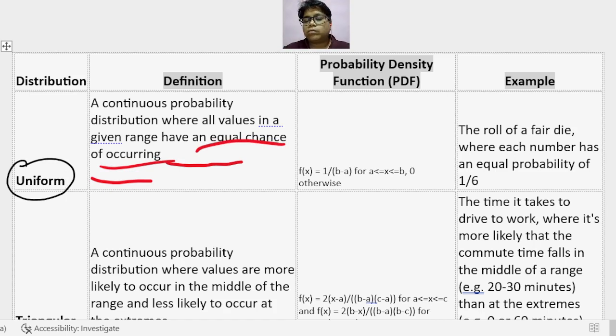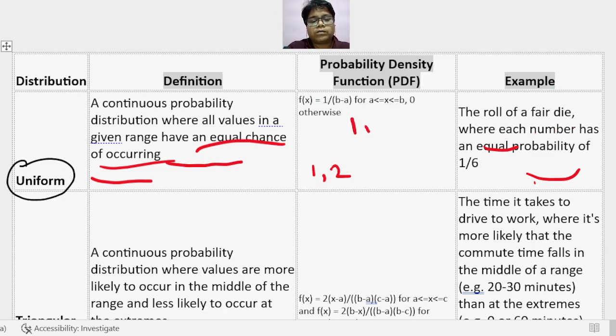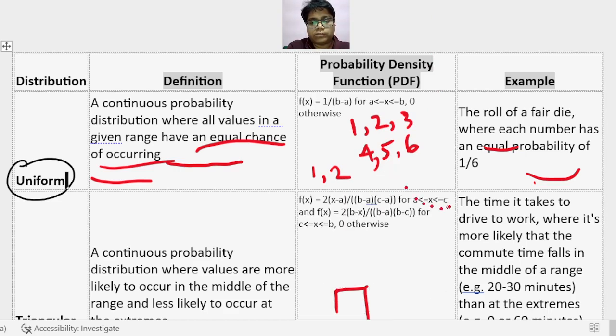For example, if you roll a die, each number on the die, that means 1 2 3 4 5 6, is equally likely. On a die you have 6 numbers, right? So each of the numbers has the probability of 1 by 6.